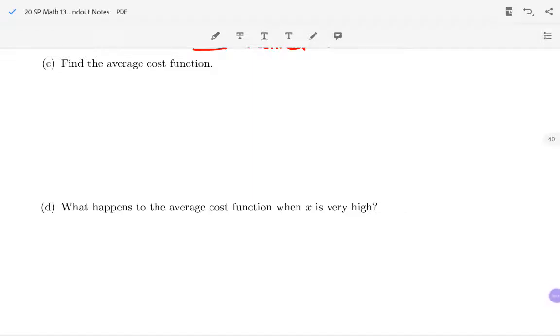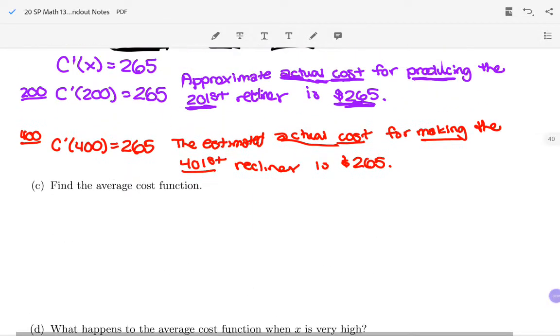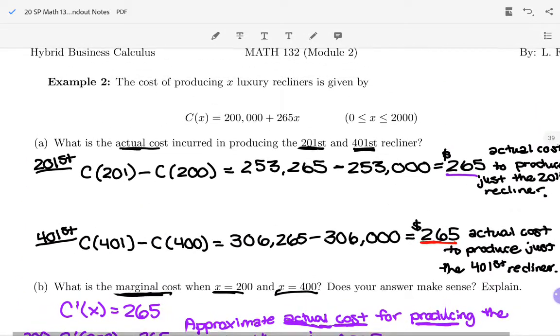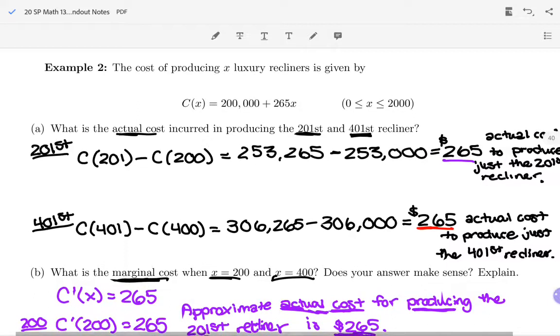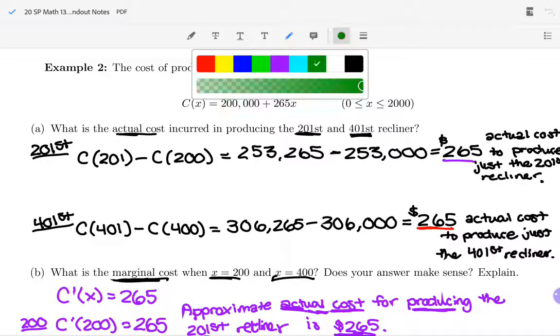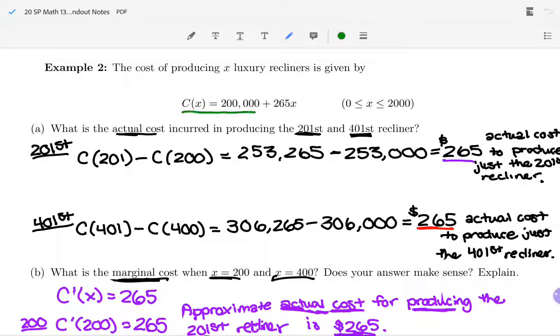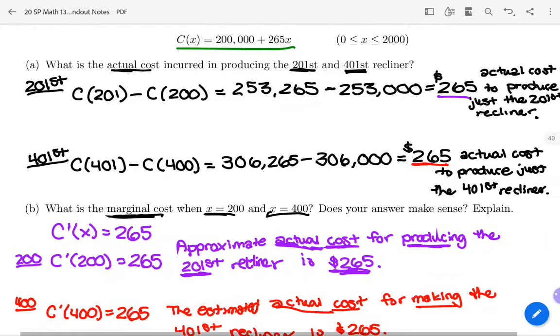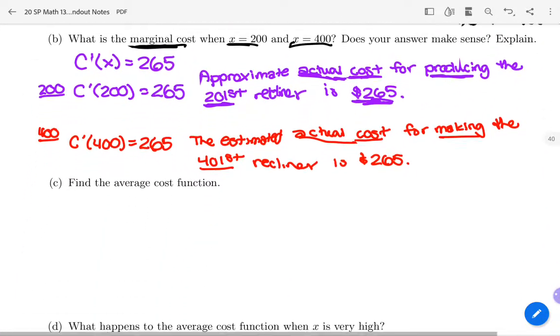Now we're going to switch gears and talk about average cost. I thought I'd put a break just because marginal analysis, approximating actual for the next unit, is probably enough for a video. But the next part says, let's use the same exact function. So we're still talking about C of X is 200,000 plus 265X. And instead of looking at actual versus marginal cost, let's look at the average cost for each recliner.